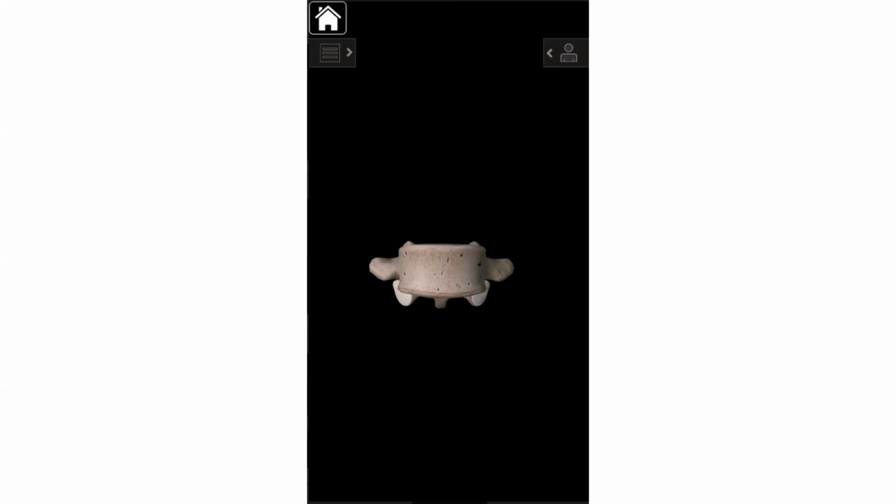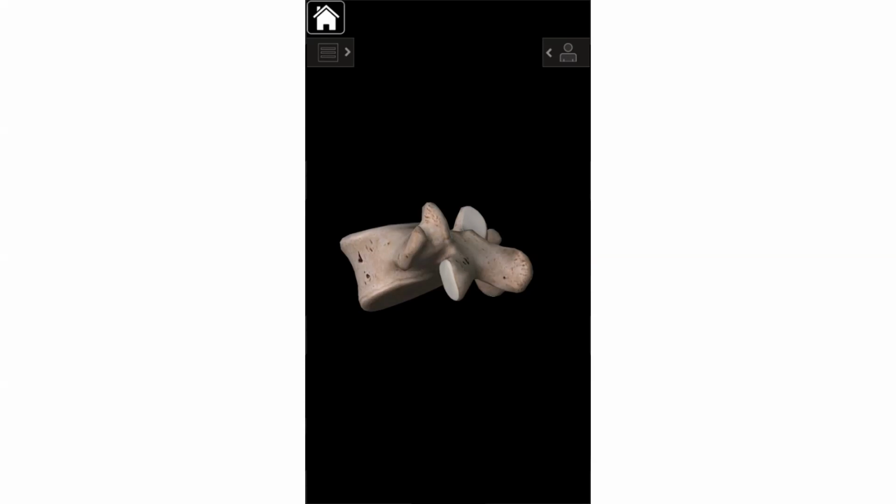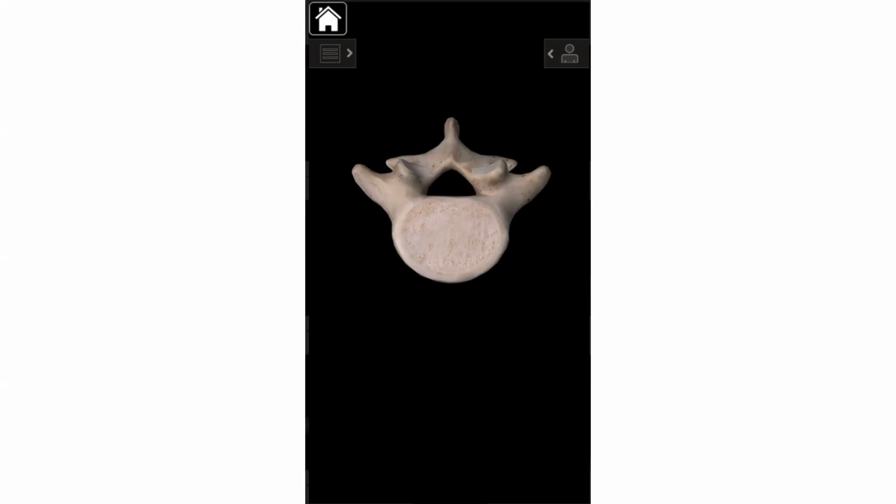So I'm going to switch views a little bit. So there's a side view, there's a 3/4 view, posterior aspect. There we go. So that is a superior view, so looking down from the top on our lumbar vertebrae, because that makes our very first landmark easier to spot, and that is the body.